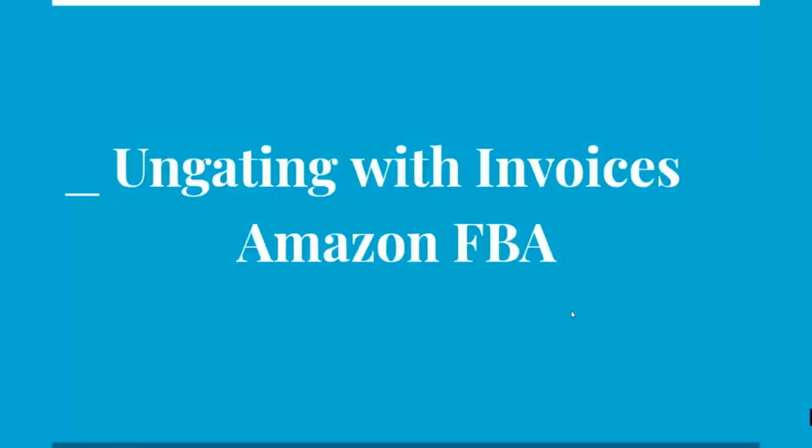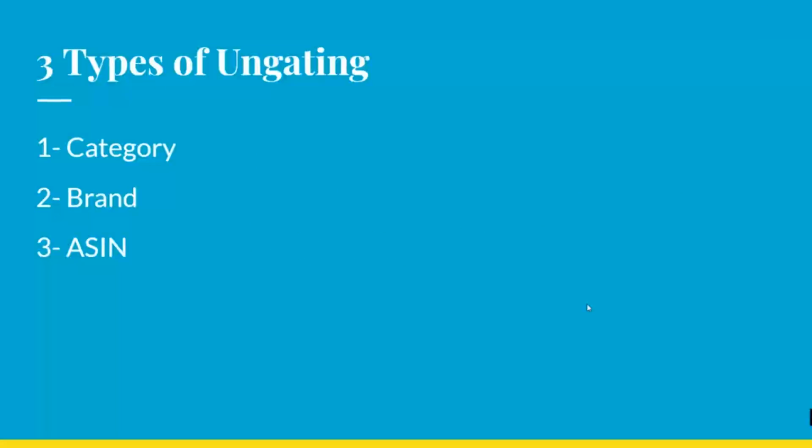Year 2021. But let's get started with an overview of what types of ungating there are. Three types of ungating for Amazon. You've got your category, your brand, and your ASIN. So for my clothing example, when I started out, clothing was a gated category. Nike would be a gated brand, and then a particular shoe by Nike might be additionally locked down from selling.